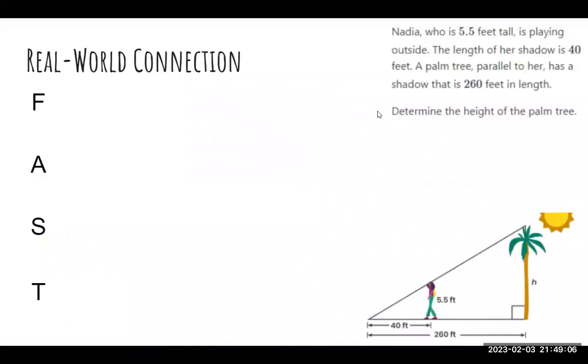All right, so now let's do a real world connection. Remember, when you're doing these word problems, you want to try to apply that FAST strategy that you've been learning throughout the course. Remember the FAST strategy. F is to find the important information from the problem. A is to ask yourself, what are you trying to find? S is to solve using your appropriate formulas or steps. And T is to test your solution. Check your work, determine if you've done it correctly.